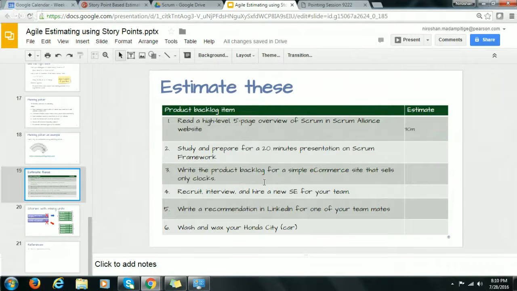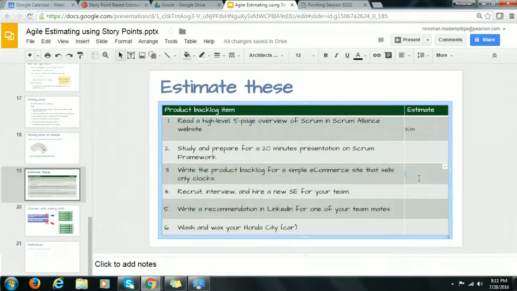Write the product backlog for a simple e-commerce site that sells only clocks. Now, look at this. Compared to the first one, how could you estimate this? All you need to do is look at the size, see how big this task is compared to the previous one. Look at the complexity, how complex it is compared to the previous one. How uncertain this is compared to the previous one. Considering all these three parameters, you could come up with a figure. Now, this involves a lot of prerequisites, like having a proper vision, proper milestone, roadmap, etc. Therefore, I would simply say this is pretty much.